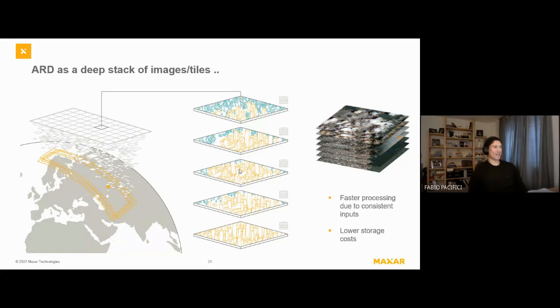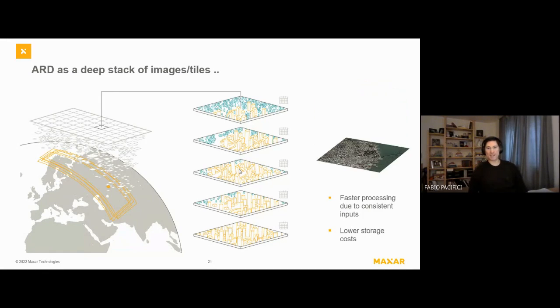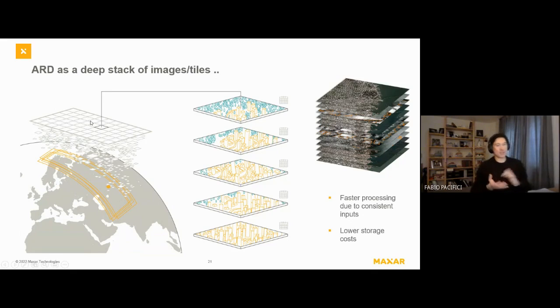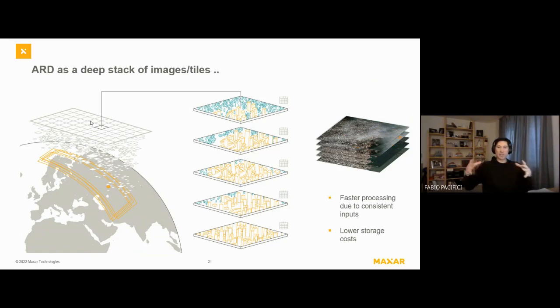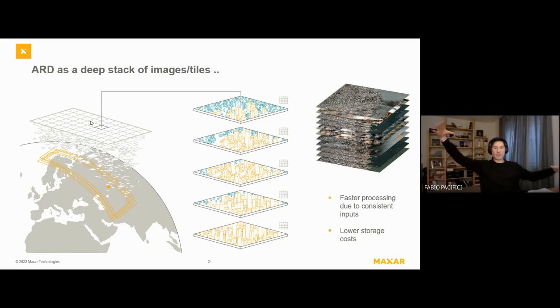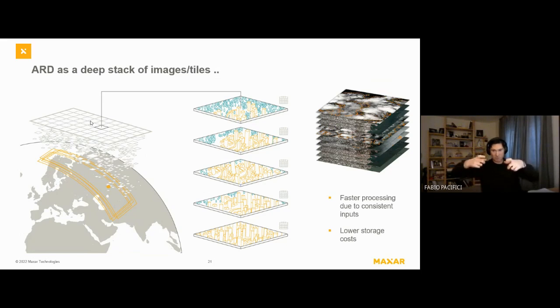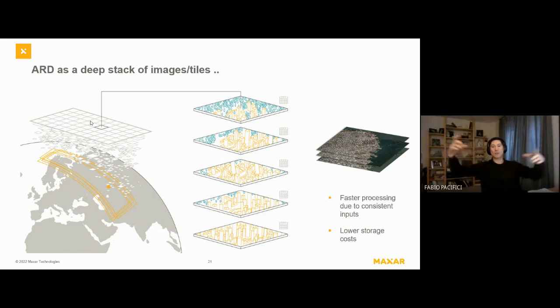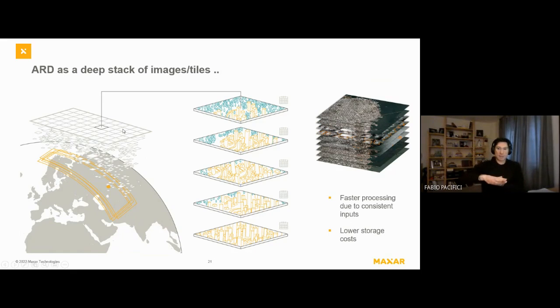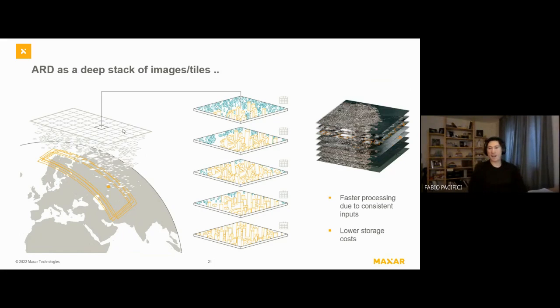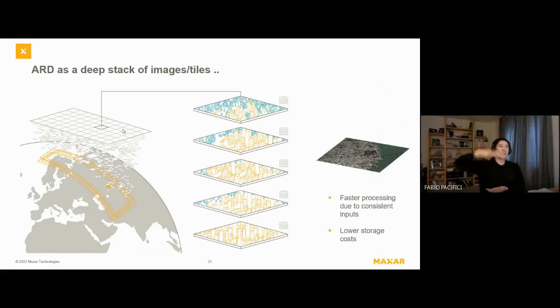Let me dive a little bit more into what ARD is, and what it means for you as a user. You can think about ARD as a stack of images, and you don't need to get the entire collection. For example, if you're looking just at Buckingham Palace, you can just get the tile over central London. You don't need to get the whole thing. And you can get a deep stack of images that were collected from, I don't know, 2005 up to yesterday, or today, if you want. And you can put all that in a cube of data stack.